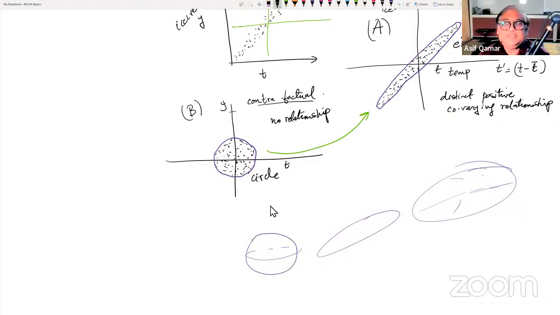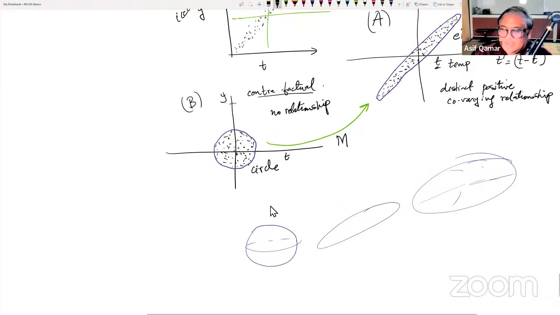And so you can ask this question: whatever transformation, let's say M, I'm deliberately calling it M, that made this circle or this disk of data into this ellipse data, that M transformation must be something that is aware of the relationship between temperature and ice cream, isn't it? That M, in a sense, captures the relationship between temperature and ice cream. So let us think about what that is.